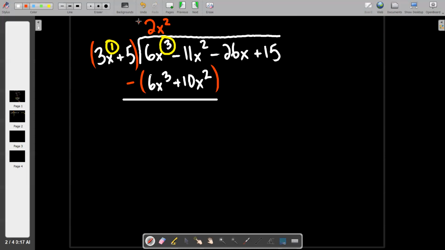Because I took 2x squared and I multiplied it first there to get 6x to the 3. And then I multiplied it here to get 10. So anytime you place something new on the top floor, Colby, you're going to distribute it through the divisor. We good to press on? So here we go. When we have 6x cubed and we take away 6x cubed, of course, they cancel.